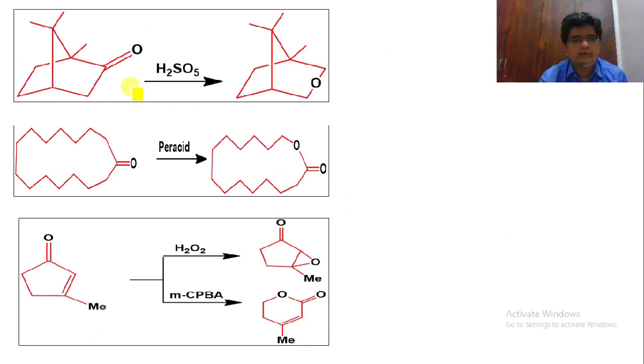There are a few more examples of the Baeyer-Villiger oxidation. Suppose we have a ketonic group over here, now when it is reacted with H2SO5, here we are inserting oxygen over here. Okay, why not here? Because of the steric hindrance. That is why we are inserting this oxygen over here. Here we are not inserting this oxygen because of the steric hindrance. Suppose we have this type of compound, so we just have to insert the oxygen over here.